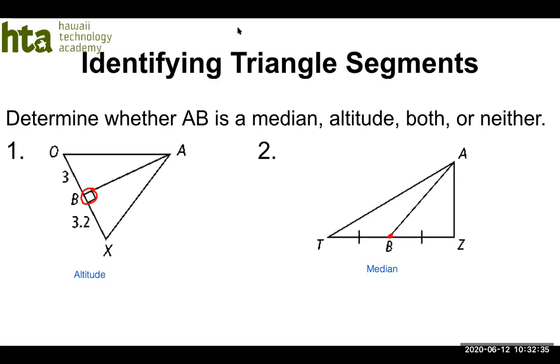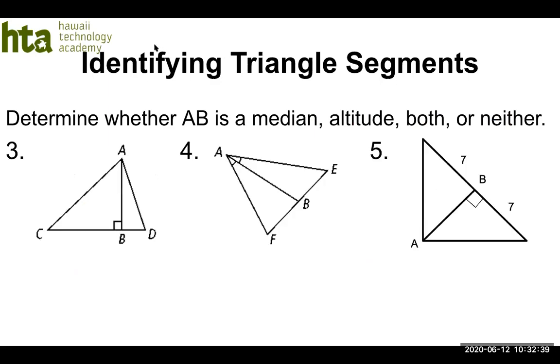All right, let's try 3 more questions like this. Okay, median, altitude, both, or neither. So here we go. So number 3, I see a right angle. So that tells me altitude. And I do not see a midpoint, so it is not median. So it's not both and it's not neither, but it is an altitude. So number 3 is an altitude.